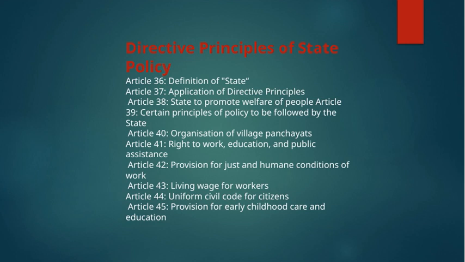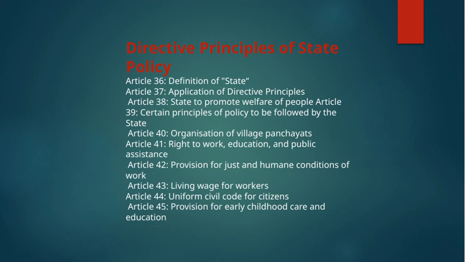Article 41 guarantees the right to work, education, and public assistance. It's about ensuring that every citizen has access to these basic needs, which are vital for a dignified life. Article 42 focuses on providing just and humane conditions of work. This includes fair wages, safe working environments, and reasonable hours. Similarly, Article 43 emphasizes the importance of a living wage for workers, enough to meet the basic needs of life and ensure dignity at work.